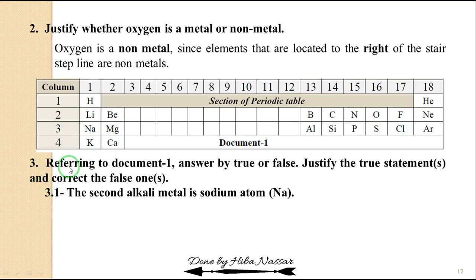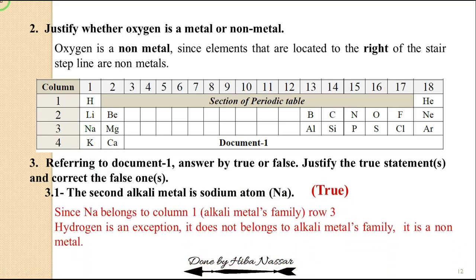Question number 3. Referring to document 1 again, answer by true or false, justify the true statements and correct the false one. 3.1. The second alkali metal is sodium atom, Na. Looking at document 1, it is true since sodium belongs to column 1, alkali metals family, row 3, and here we have hydrogen is an exception. It doesn't belong to the alkali metals family, it is a non-metal.